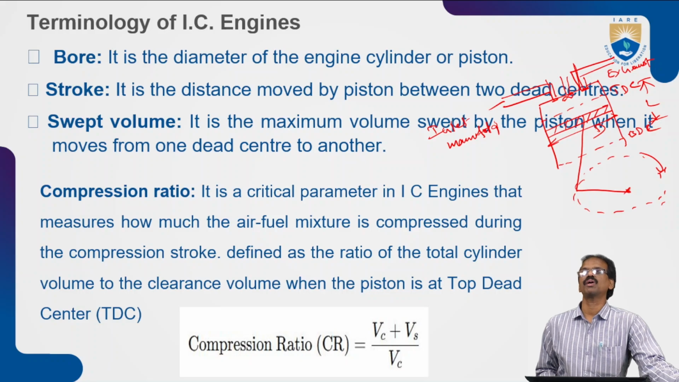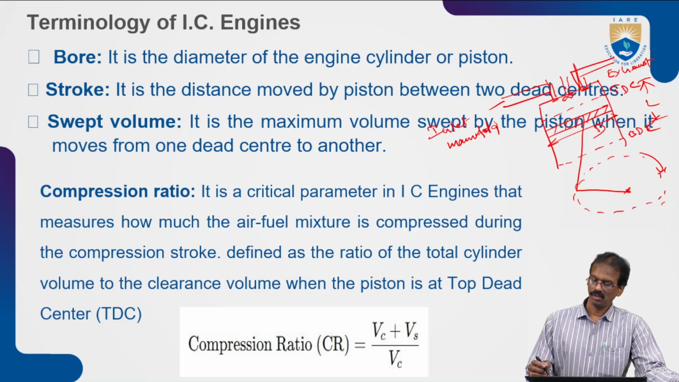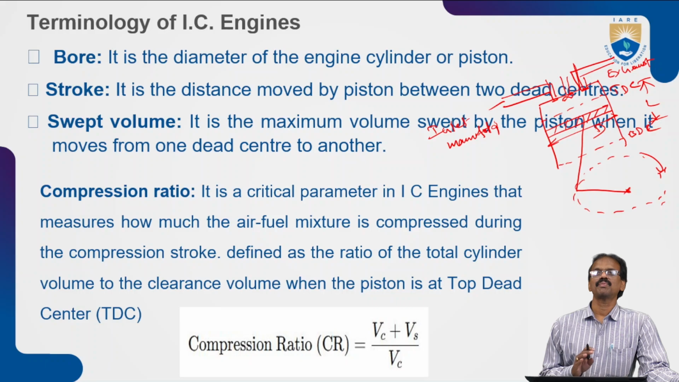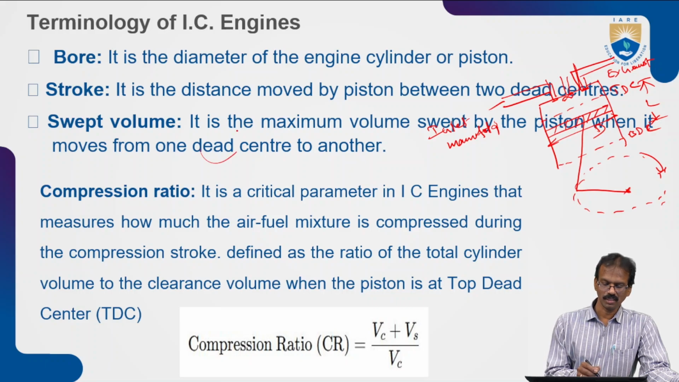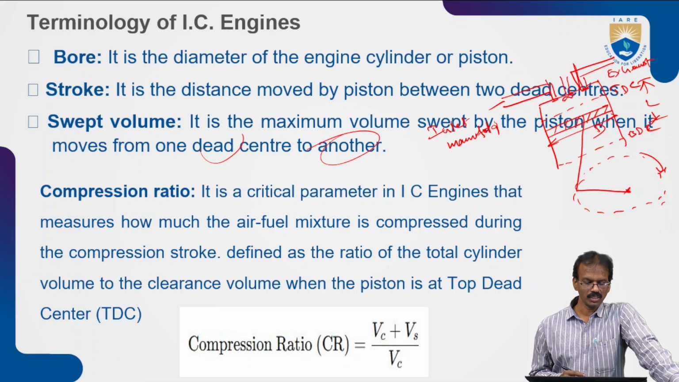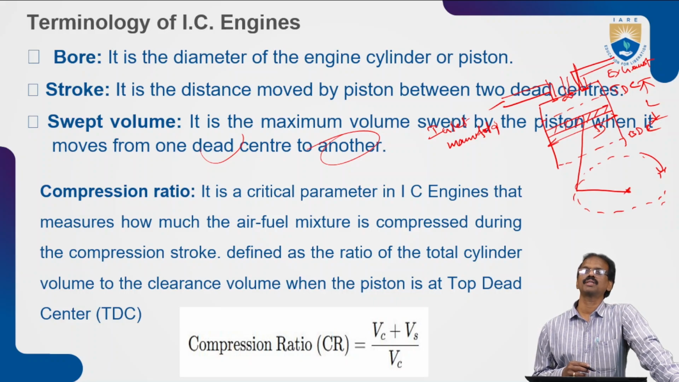Next one is the swept volume. Swept volume is the volume between the top dead center and bottom dead center. It is the maximum volume swept by the piston, when it moves from one dead center to another dead center. Okay, that is the swept volume. Next one is the compression ratio. It is very important. This ratio is different for different engines. It is a critical parameter in IC engines.